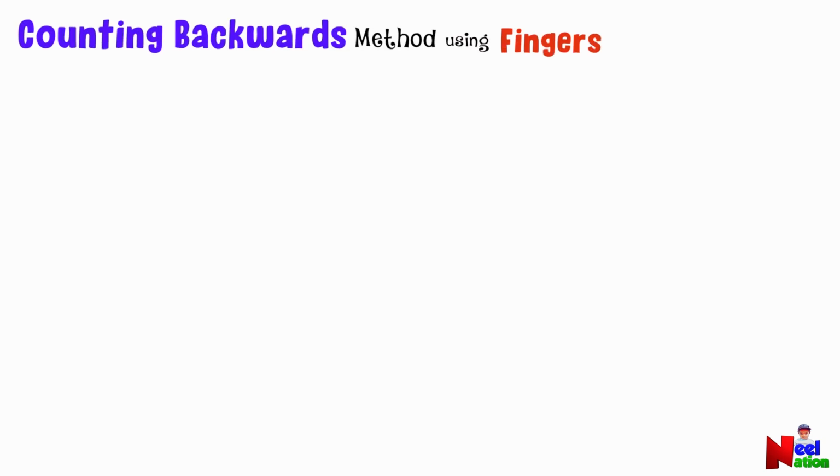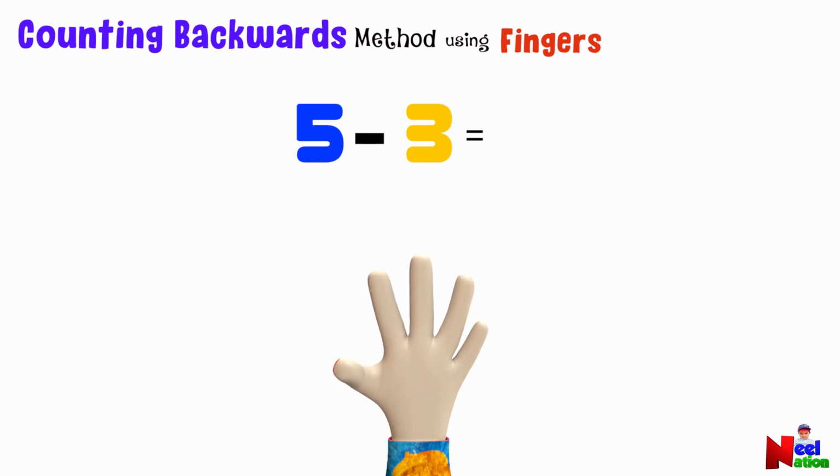Let's do subtraction using the counting backwards method using our fingers and find out what is 5 minus 3. Okay, in 5 and 3, 5 is the bigger number and 3 is the smaller number. In the counting backwards method, using our fingers, we hold up fingers for the smaller number to help us keep track. So, how many fingers do we hold up? 3. You are correct.